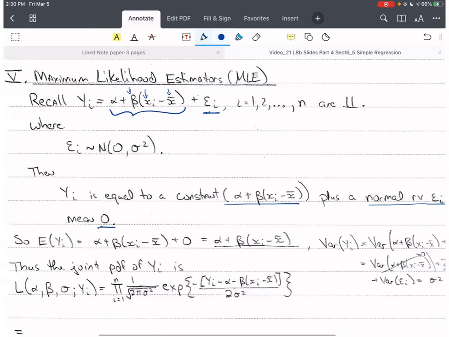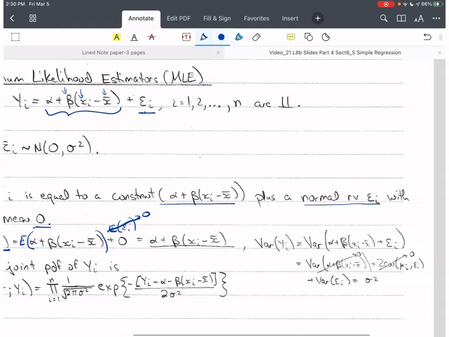Okay? So if we want to find the expectation of yi, this is going to be the expectation of this constant plus the expectation of epsilon, and its mean or expectation is 0. So we're left with the line as the mean of y. The line, the fitted line, the least squares line, is the mean of the y for each value of x.